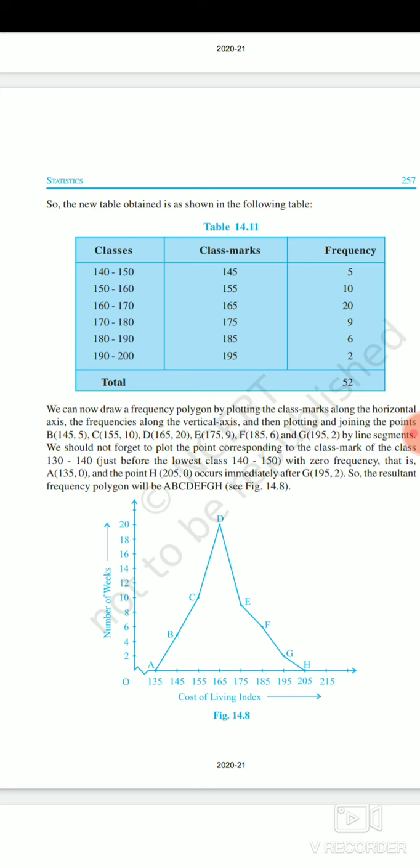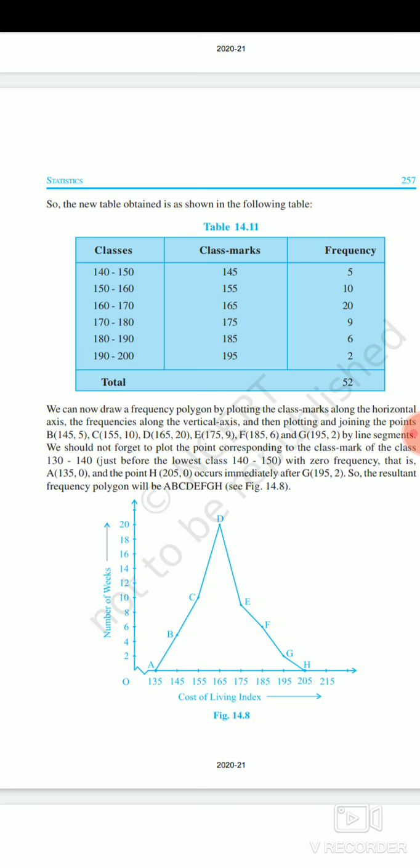previous 10 is 135, or here 140 is your starting limit, the lower limit. So from your lower limit you need to subtract 5, because the class width is 10, so subtract 5. To your upper limit add 5, that is 200, so add 5, so 205. So 135 is your starting point in the x-axis, and 205 is the end point of your x-axis. So 135 is given as the point 135 comma 0, with y value 0. Next one B, that is 145 comma 5. Next C, 155 comma 10.